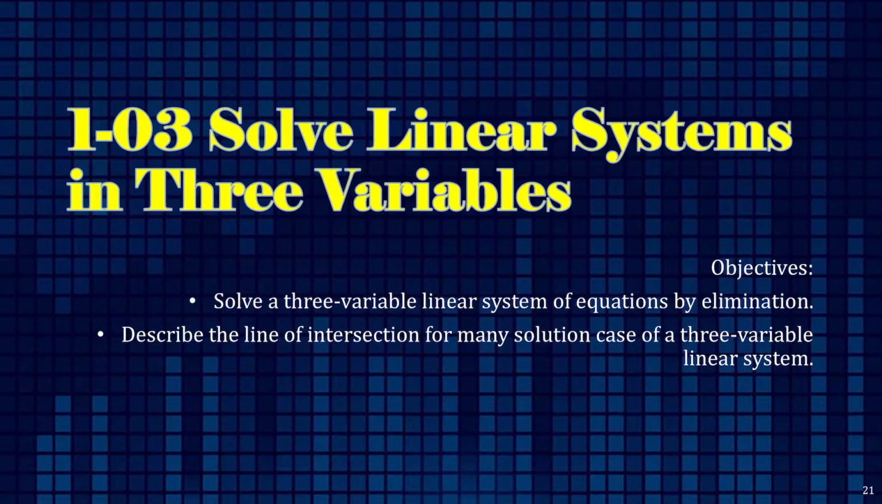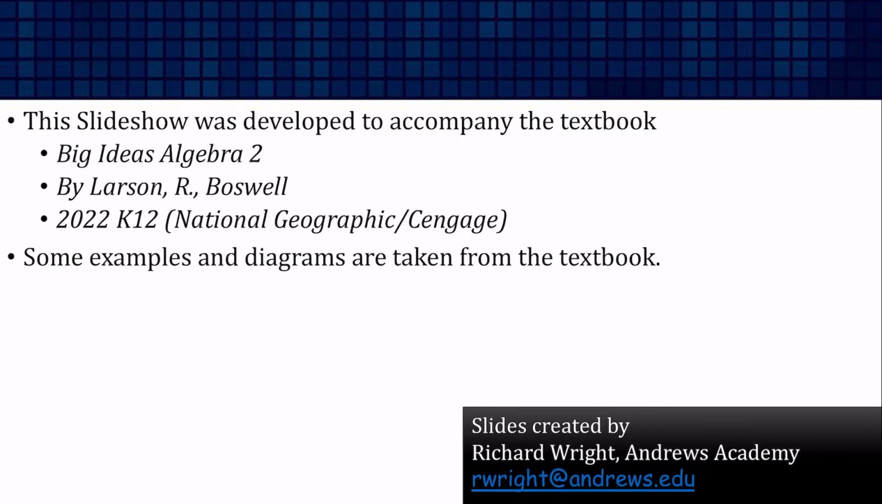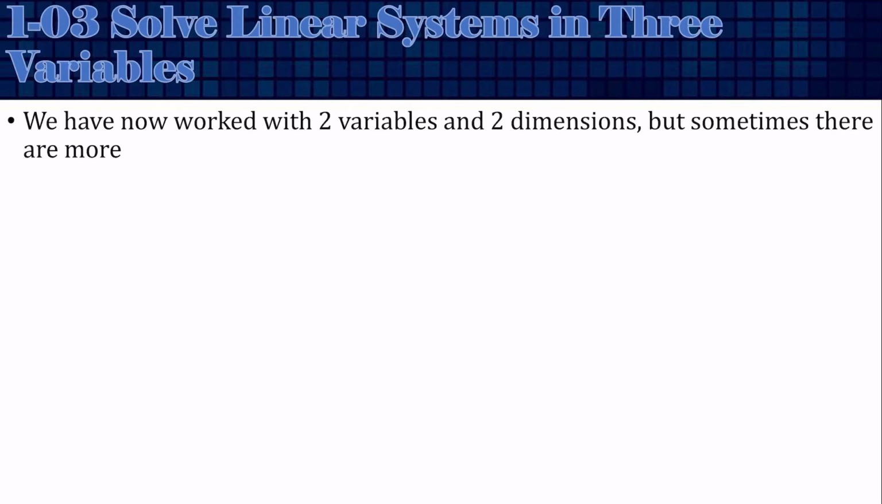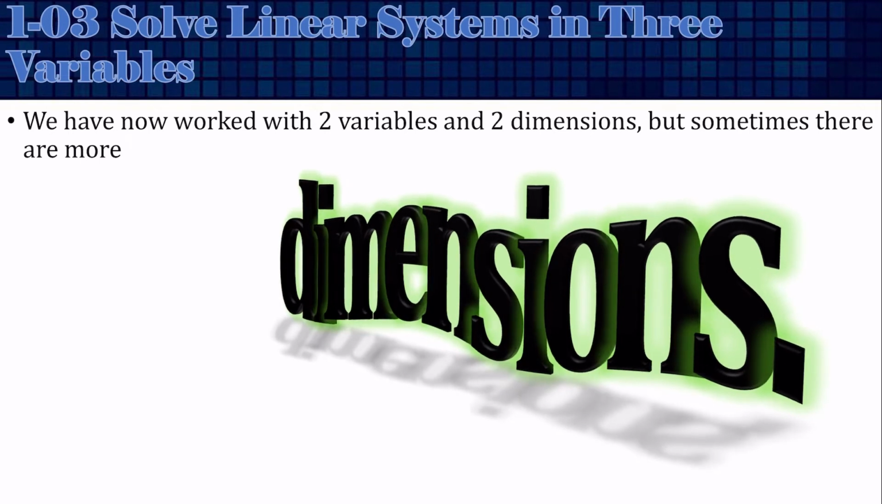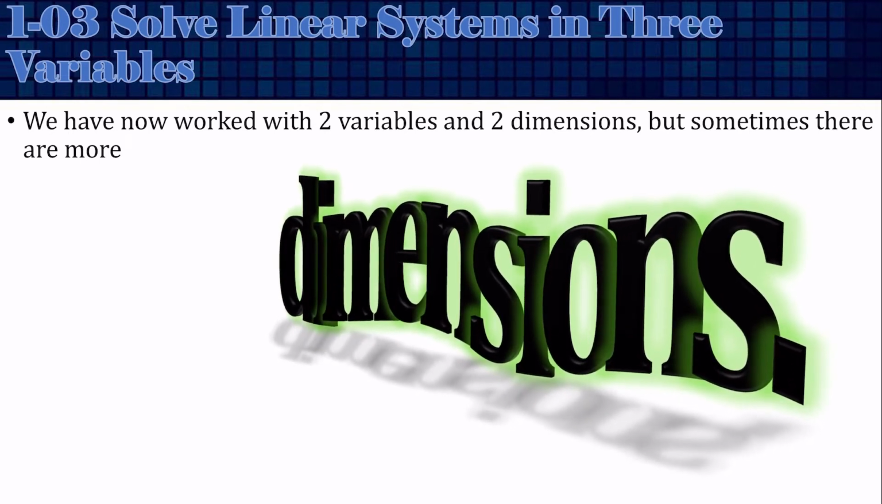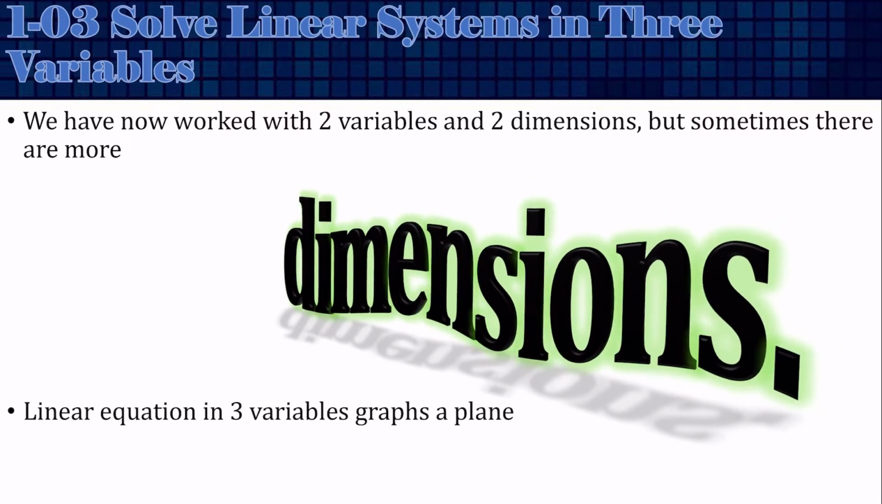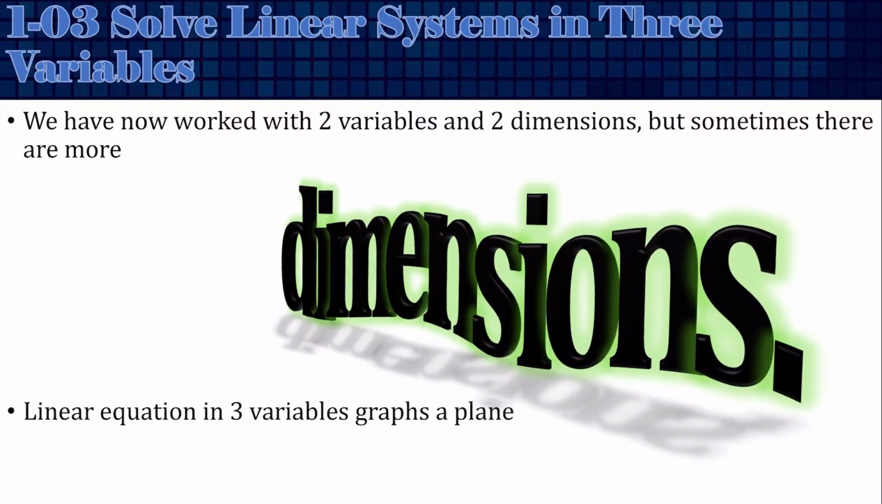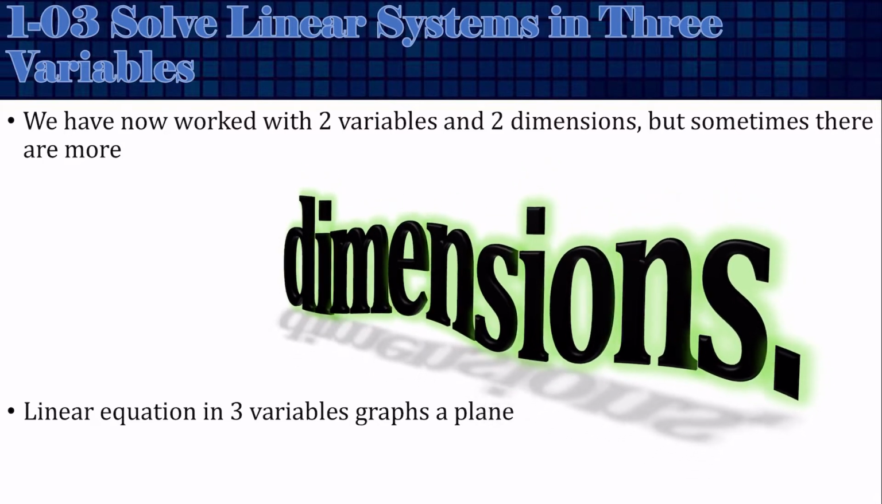Lesson 1-3. Solve linear systems in 3 variables. So far, we have worked with 2 variables and 2 dimensions, but sometimes there are more dimensions. We'll be doing 3 variables today, and that will graph a plane. A linear equation in 3 variables graphs a plane.